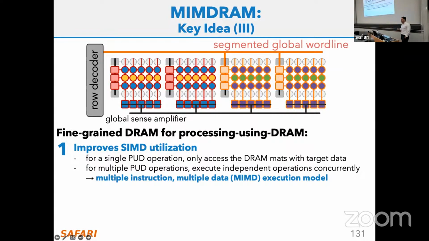So if I have a 1.5 vectorization factor of your loop, I activate only half of my mats. I don't activate the entire set of mats in a DRAM subarray for the second portions of the computation. So this improves throughput and improves energy efficiency of the substrate.